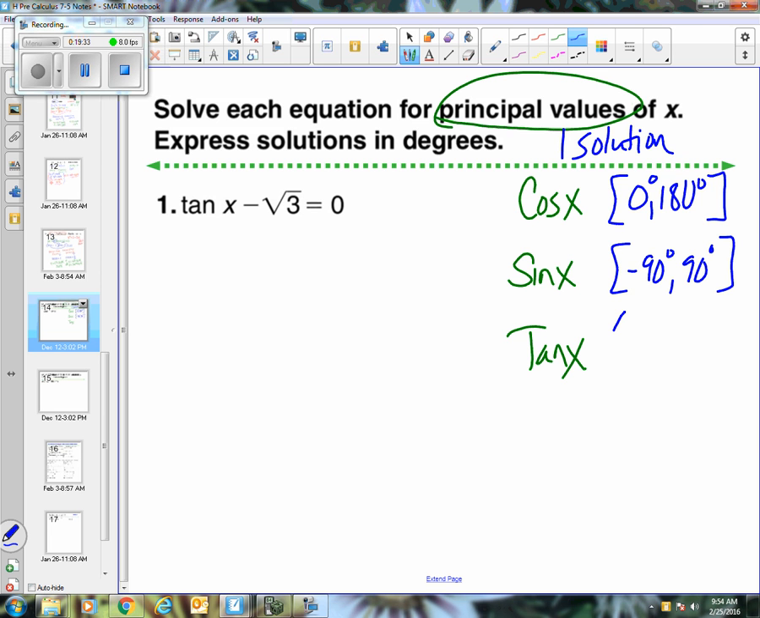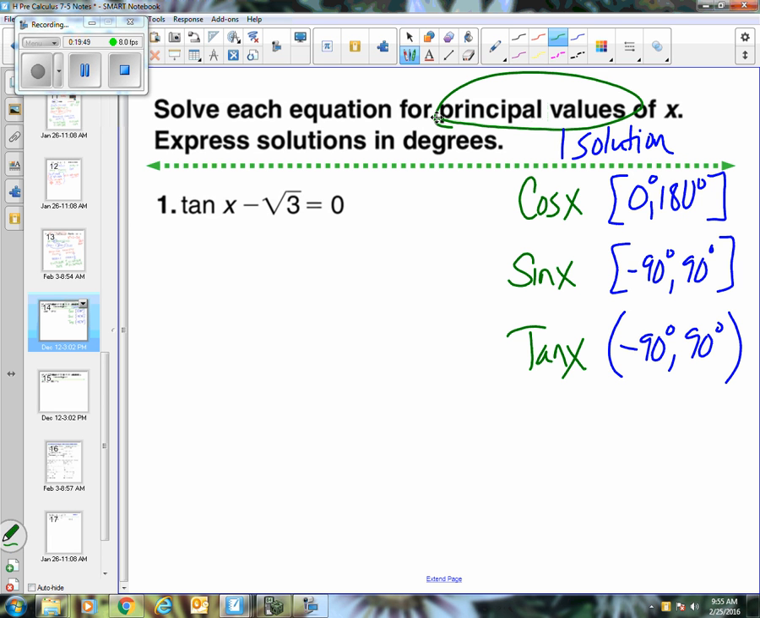And then tangent is the same, it's just parentheses, meaning not included, because remember the graph for tangent is undefined at 90 and negative 90. So when you say your solutions, you have to maintain that interval. You have to be somewhere in that range of values. Okay, so let's take a look.